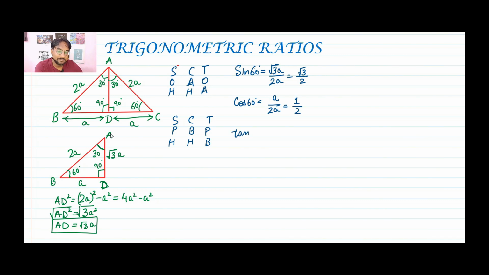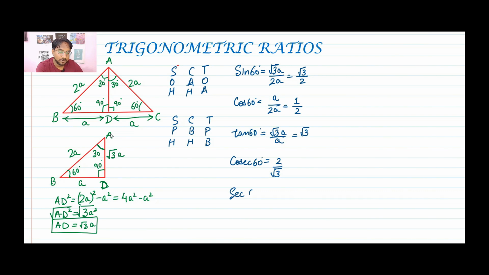Tan 60 degrees, opposite by adjacent, square root 3A by A, so it comes out to be square root 3. And now we can easily find the cosecant 60 degrees. Although you can use the triangle, I'll directly write it using the reciprocal. So 2 by square root 3, it is the reciprocal of sine.